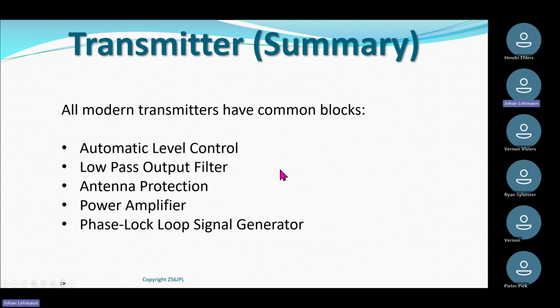So if we look at the transmitter summary then, all modern transmitters have common blocks, automatic level control, and I'm going to show you automatic level control after this page. It's got a low pass output filter, so that I can get rid of the second, third, fourth, fifth, 20th harmonic, which may be amplified and may be trying to head down the coax cable to my antenna. It's also got antenna protection.